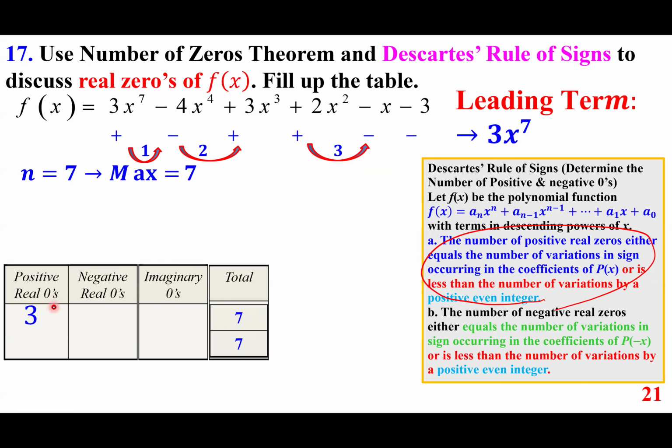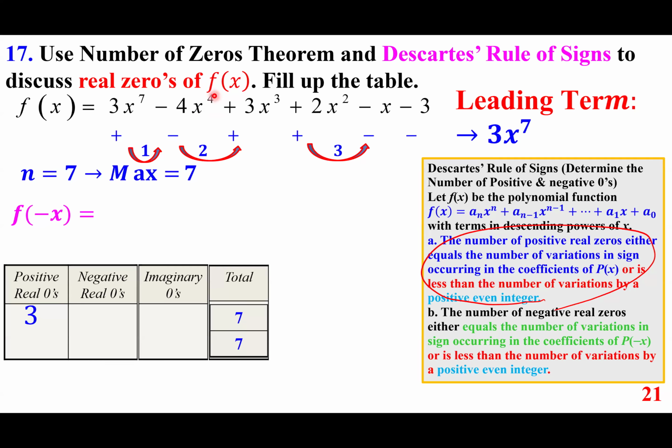Positive real zeros. What about negative ones? Let's read on. The number of negative real zeros either equals the number of variations in sign occurring in the coefficients of p of minus x, or is less than the number of variations by a positive even integer. What does it mean? That means now go back to the function and evaluate f of minus x.